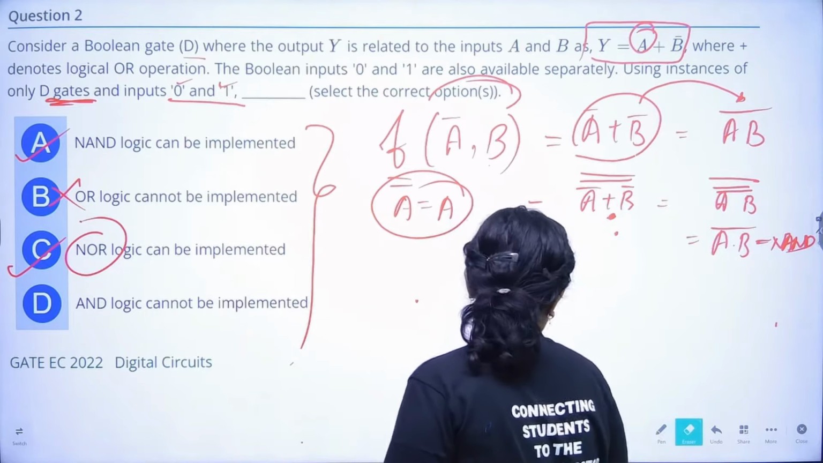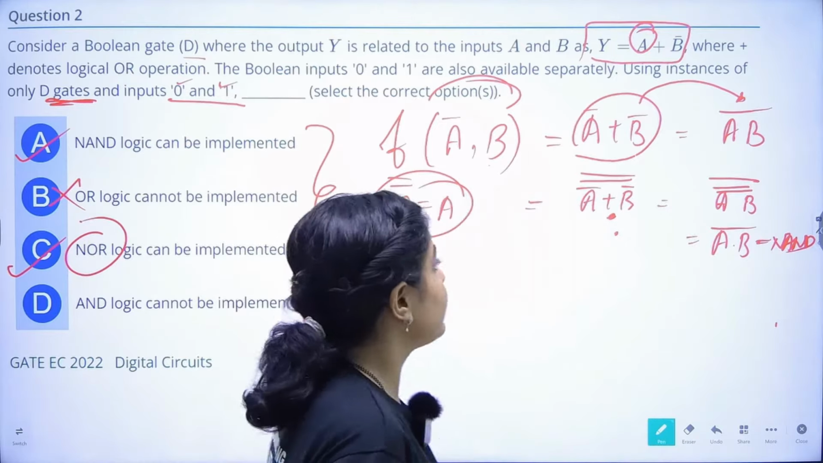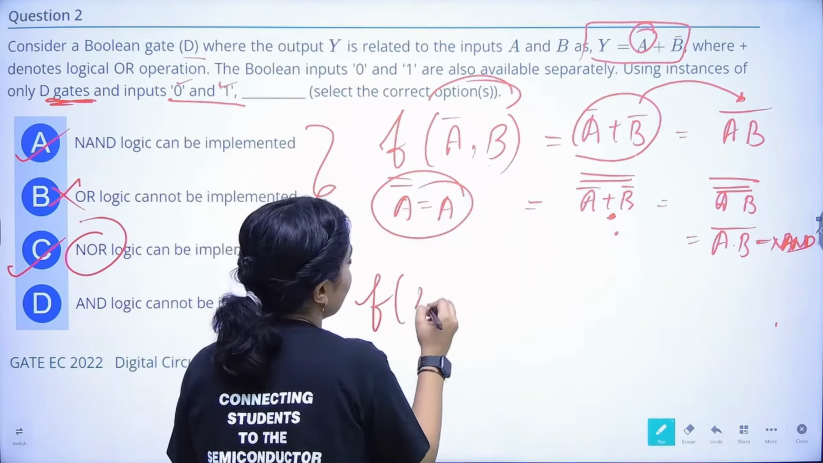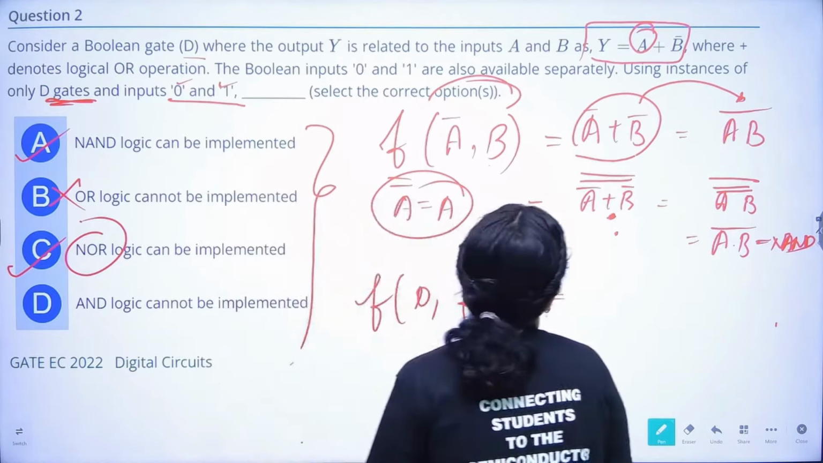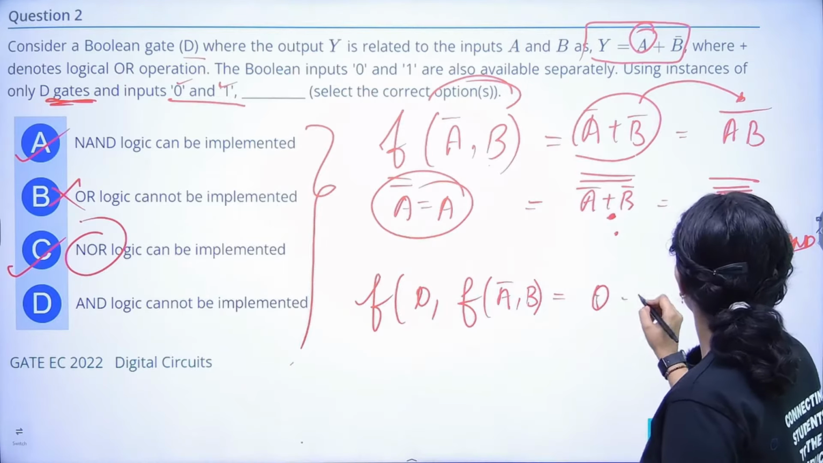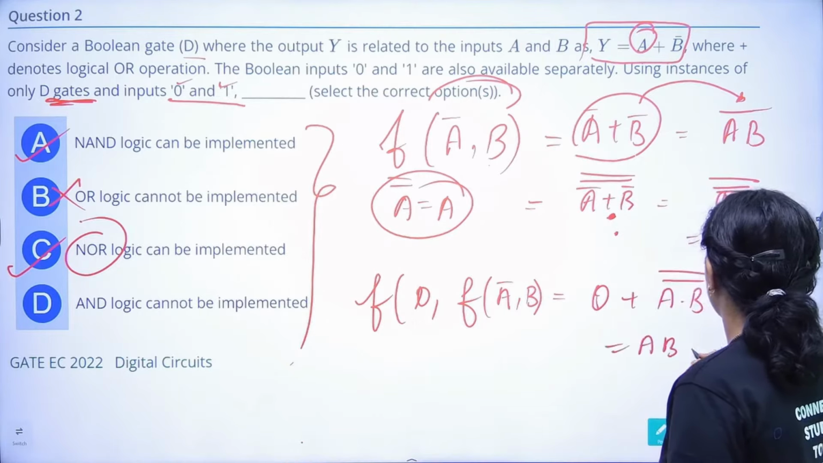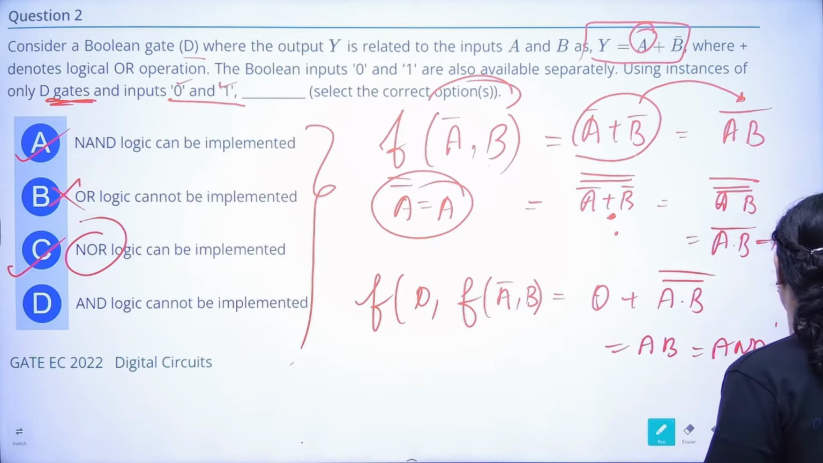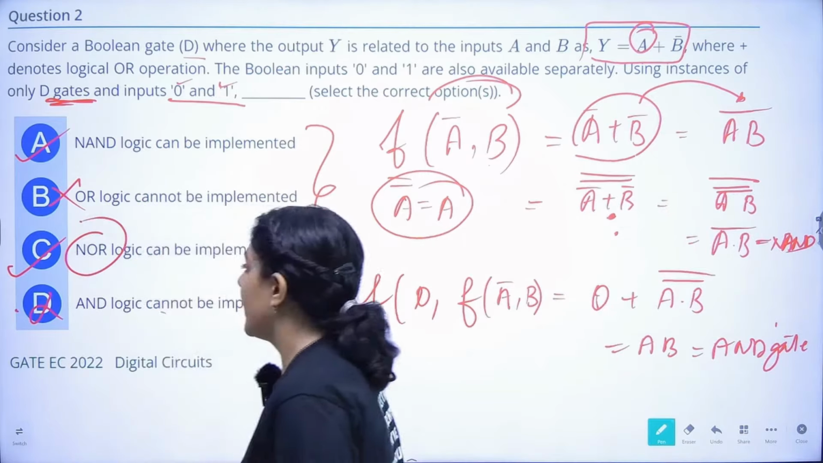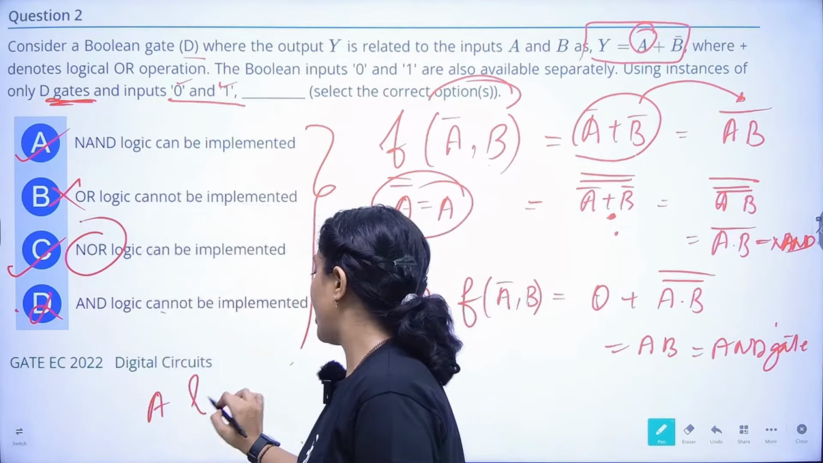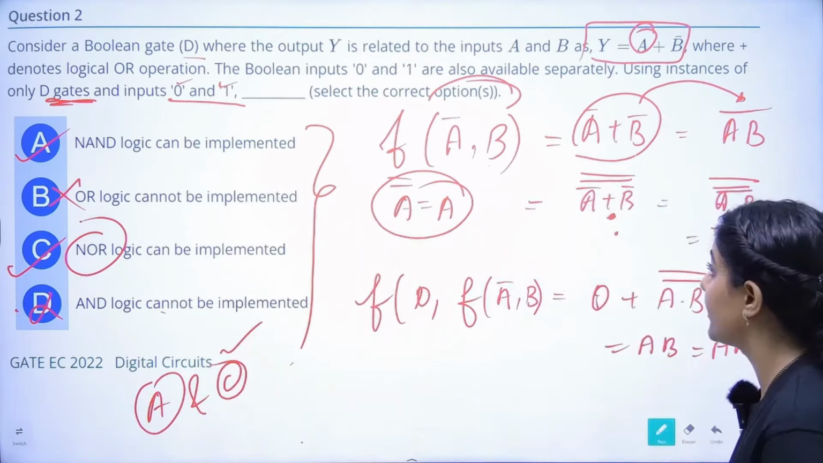As I have told you, if we can implement NOT out of any expression, we can implement all the gates. Finally, f of 0 comma a dot b bar bar will be ab, and this is your AND gate. So the last statement says that AND logic cannot be implemented. So this is also wrong. So options A and C, both are correct. Right. This is how you can solve this question.